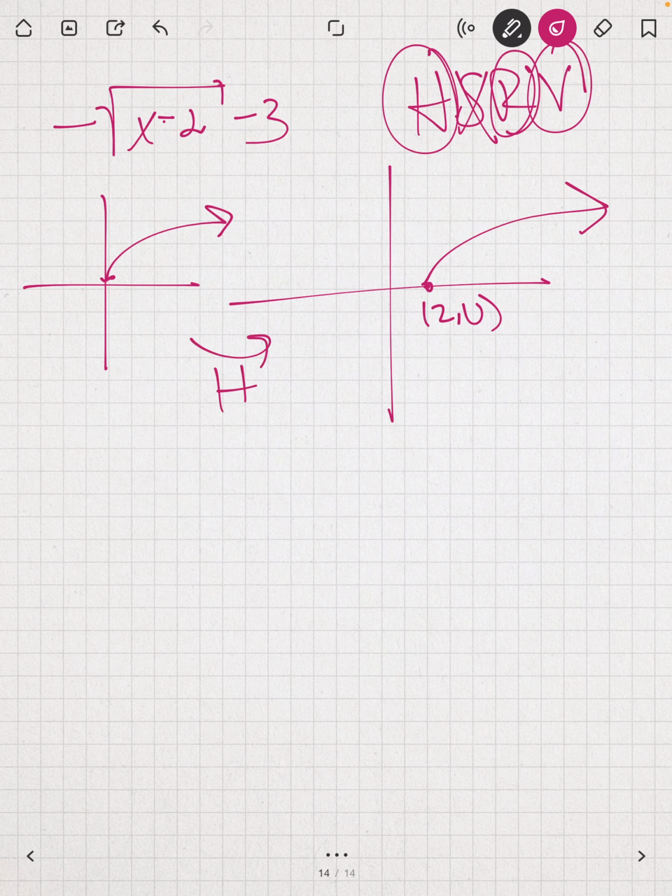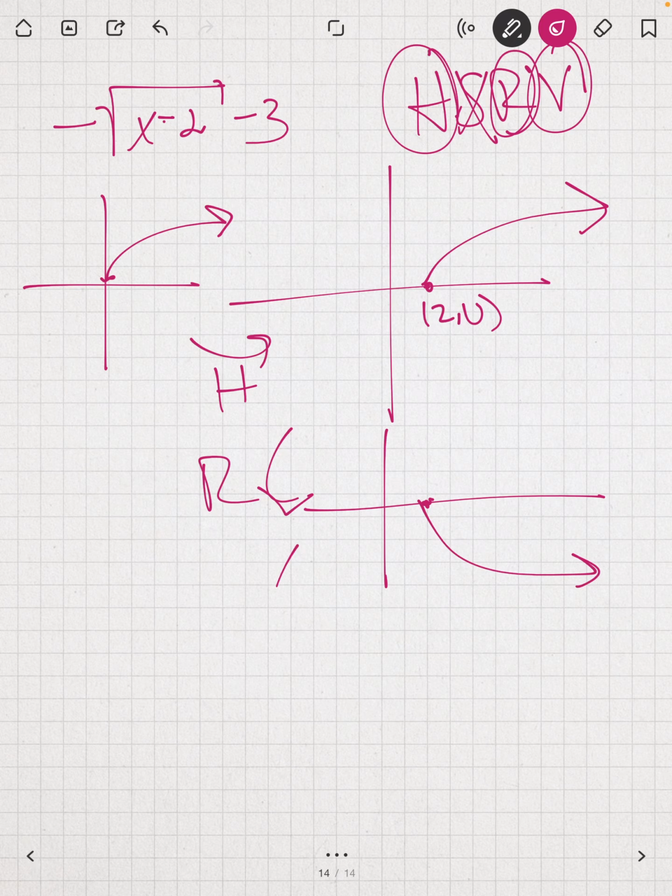So that step is H, R. We're still at 2, 0, but now we're reflected. And then our vertical shift is down 3. 1, 2, 3. And it looks like that. So what we're going to focus on really in this section and moving forward is thinking about how we can use our library functions, our go-to basic functions, to graph these transformations of other functions. I'll see you in the next video, everyone.